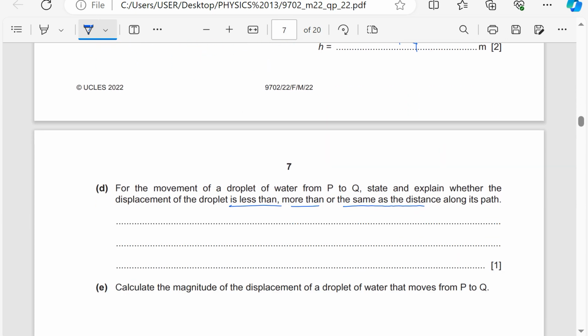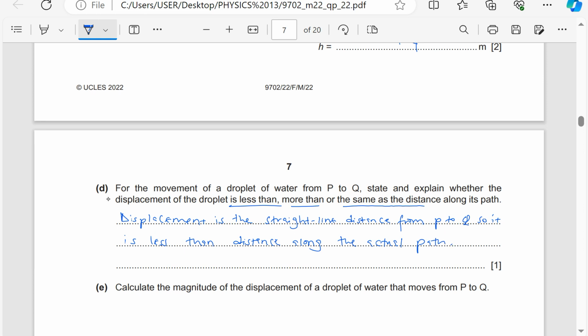So I'll simply say displacement is the straight line distance from P to Q. So it is less than the distance along the actual path. So the displacement is less than the distance along the actual path.